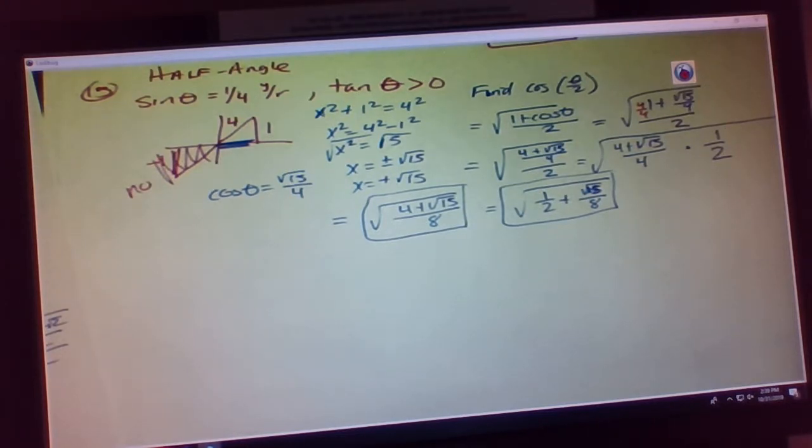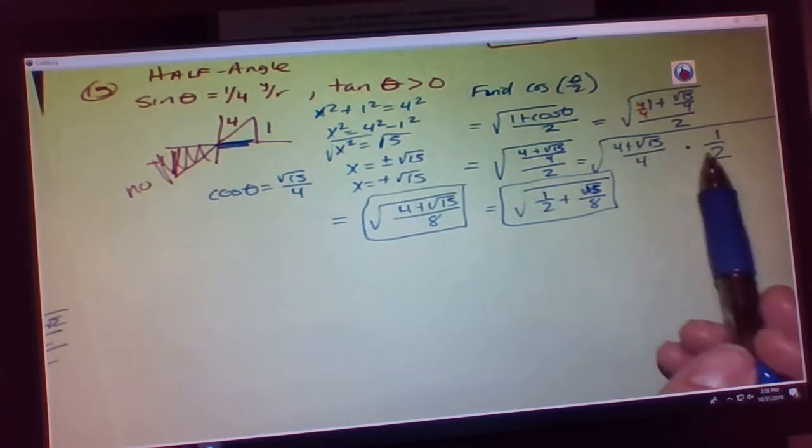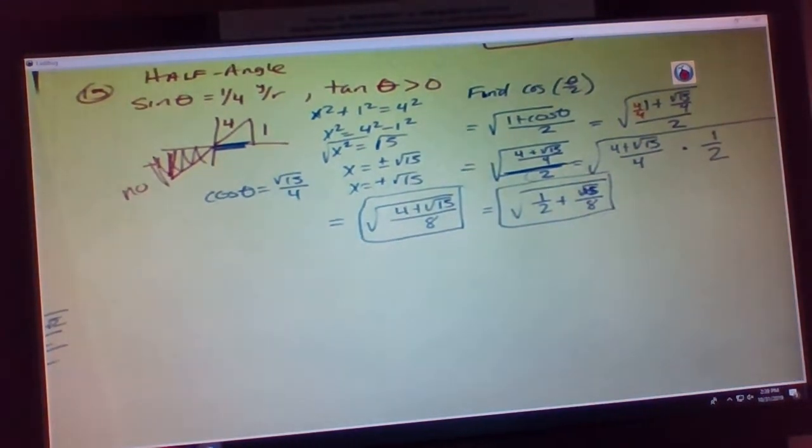So why would the 4 plus square root of 15 over 4, over 2, become that times 1/2? Would it become, because of this, because it's all, oh, of that. That would be, oh. Yeah.